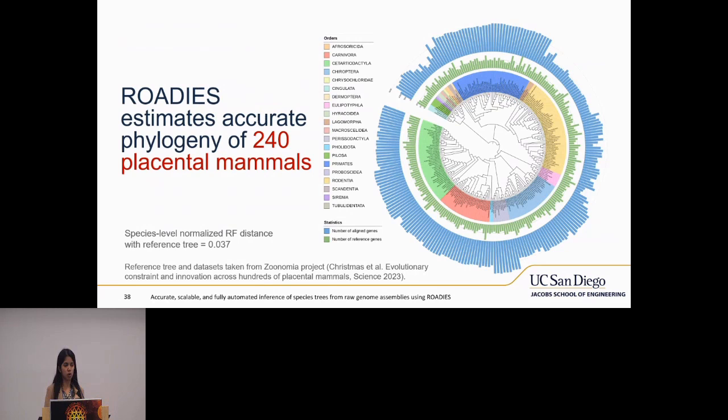Now, this figure shows the final species tree that we get from the 240 different species of mammals taken from the Zoonomia project. This figure is quite hard to view, I understand that, but I would like to emphasize that ROADIES was able to accurately group the species to its correct phylogenetic orders as per the reference tree.